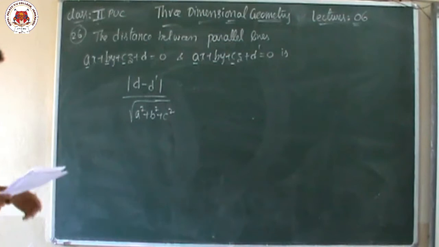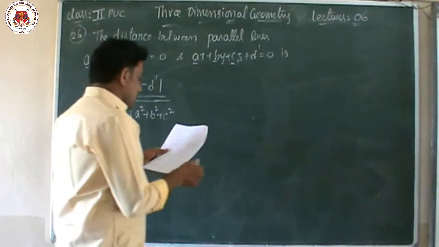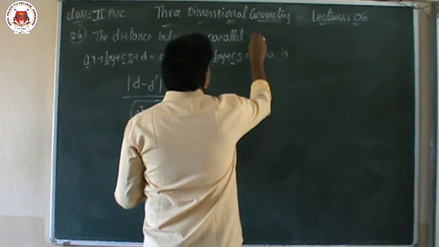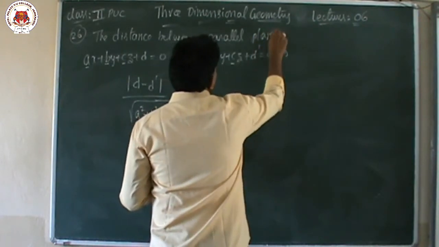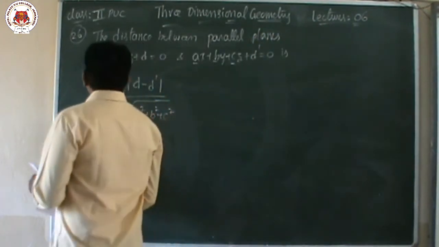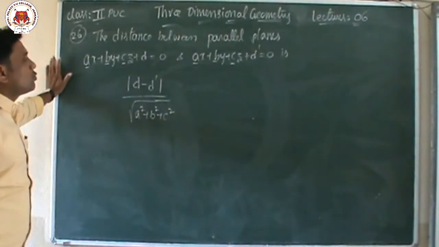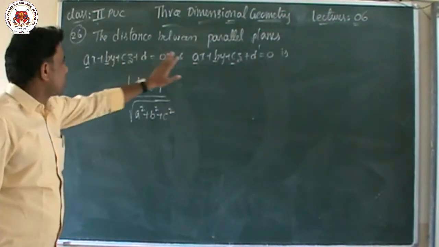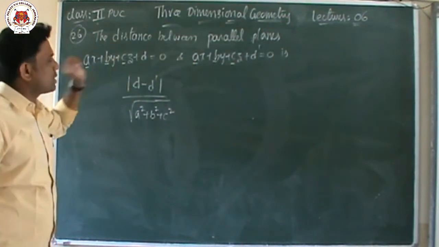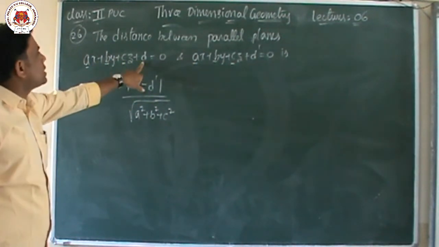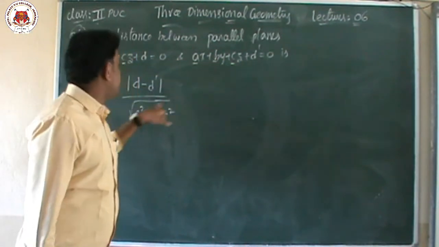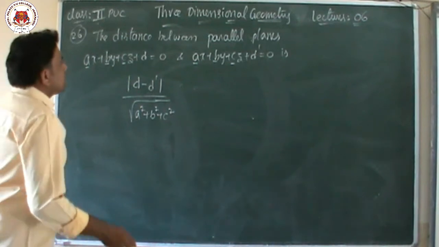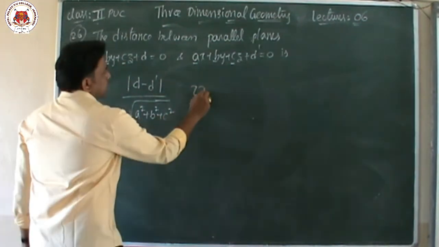One more time, these are not lines; children, these are parallel planes. The distance between two parallel planes: first of all we have to check that the x, y, z coefficients must be the same. And the formula is the constant D minus D' by the square root of A squared plus B squared plus C squared. Here we will take one more example.